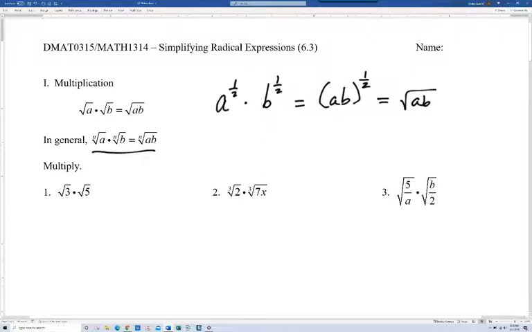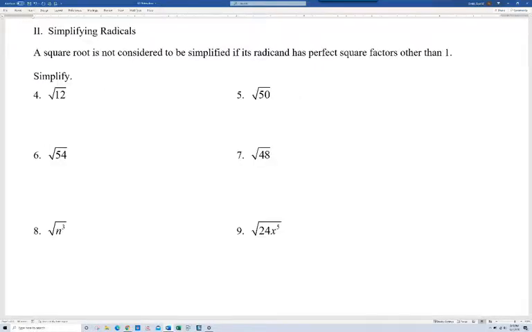So on number 1, we have the square root of 3 times the square root of 5. That's just going to equal the square root of 15. On number 2, when we multiply the 2 and 7x, we're going to end up with the cube root of 14x. And on number 3, we're just going to multiply our fractions just like we normally would. 5 over a times b over 2. We'll multiply across, and we get the square root of 5b over 2a. All right, let's move on.